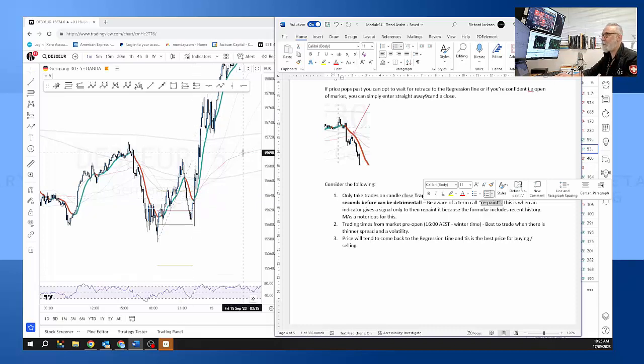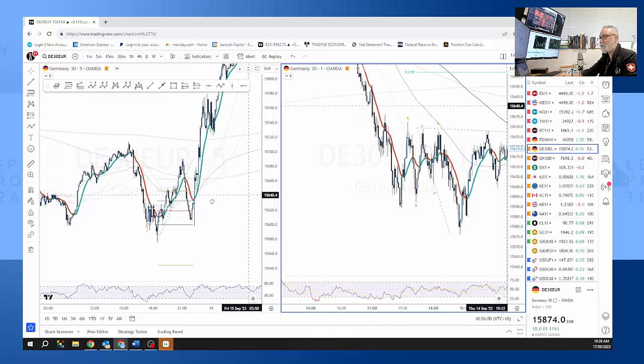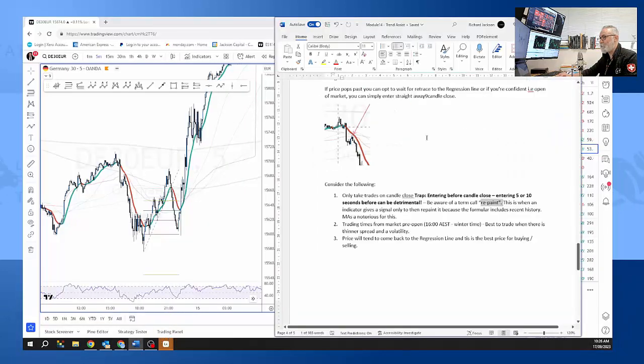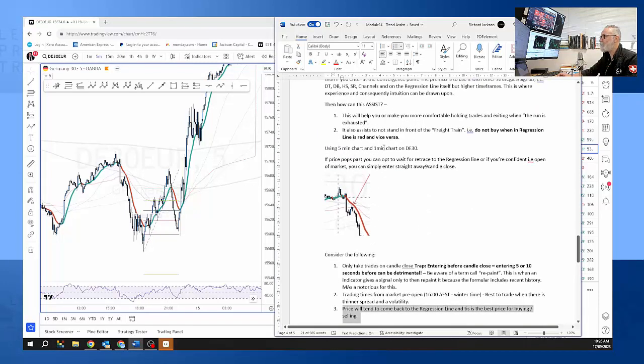We've got the countdown on the side of our bar here, a timing countdown. If you don't have a timing countdown on your y-axis, then you need to put it on there so you can count yourself into the close of the candle. So the trap is entering before the candle closes. It can be very detrimental, and it's stung me a couple of times. I'll talk about that in a second.